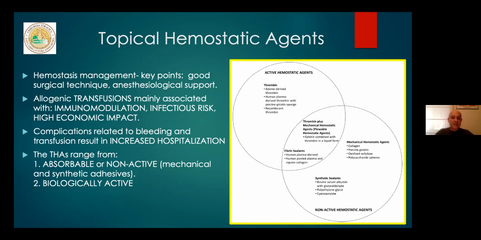Topical hemostatics can be substantially subdivided into non-active, which do not contain clotting agents, and active, containing agents involved in blood clotting, providing thrombin at high concentration at the bleeding site, which directly converts fibrinogen into fibrin clots. And there is also another group of flowable agents, such as FloSeal, with characteristics common to both categories.